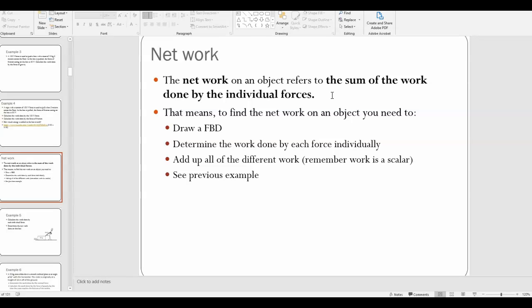So the net work on an object, W net, is the sum of the work done by the individual forces. So what you have to do is find the work done by each individual force and add those values up.